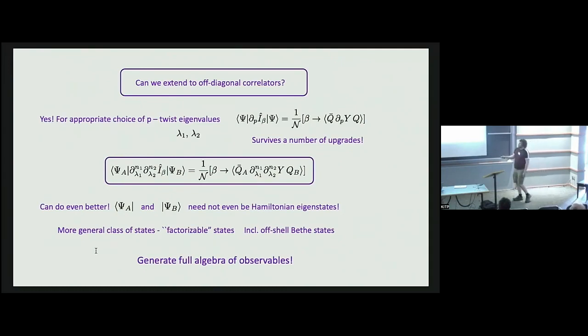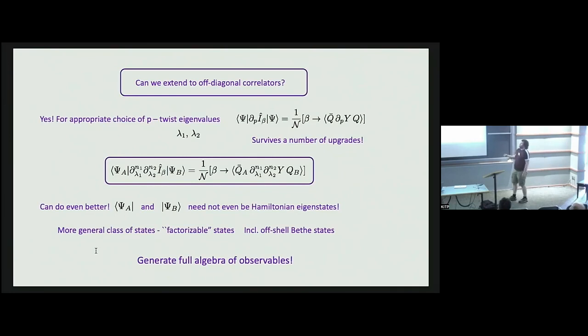Furthermore, and which is very cool, the two states on the left and the right-hand side do not even need to be Hamiltonian eigenstates. So for example, in the beta Ansatz approach, you have on-shell beta states, which are eigenvectors of the transfer matrix. Using this approach for free, you can replace these on-shell states with off-shell beta states. And the result will still give you some determinant of q functions. These q functions will no longer satisfy the Baxter equation because they're not on-shell, but the structure is exactly the same. But this is a very special class of states which we call factorizable states.